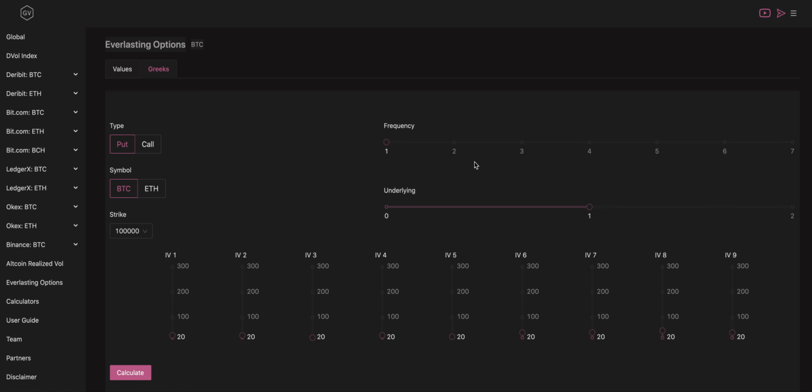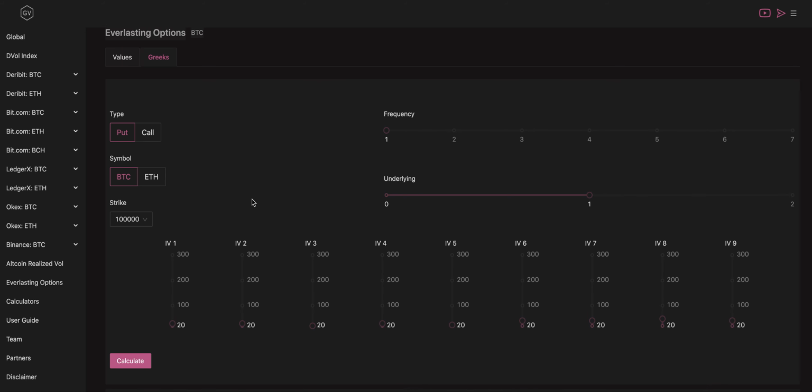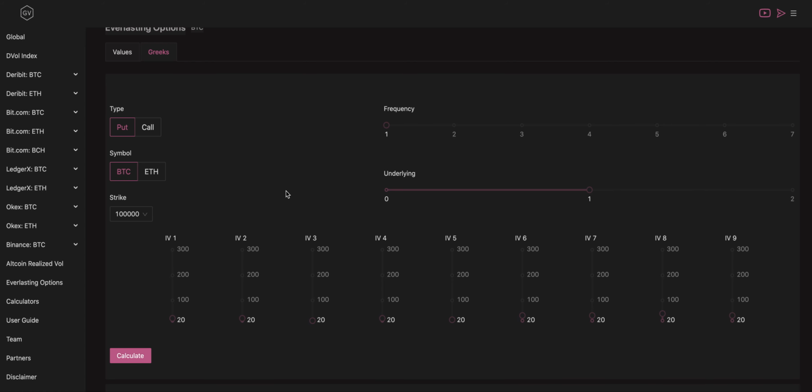So now we're going to look at the Everlasting Options Greek modeling tool set. The first thing we want to do here is basically pick out the asset. In this case, the asset is a little bit arbitrary because this is theoretical modeling. But let's say we pick out Bitcoin and we're looking at a $100,000 strike. We go ahead and hit calculate. This will kind of line that up.